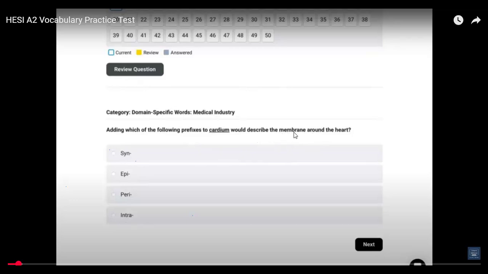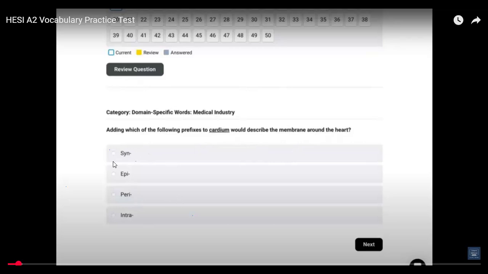So, as we said, you have to identify the context clue in the sentence. It's either going to be in the sentence or in the answer list, or it'll be somewhere. And then you're able to match the context clue with the prefix that you need. The context clue is a general definition, it's not an exact definition. So we have membrane around the heart. Which of these prefixes means something going around something?